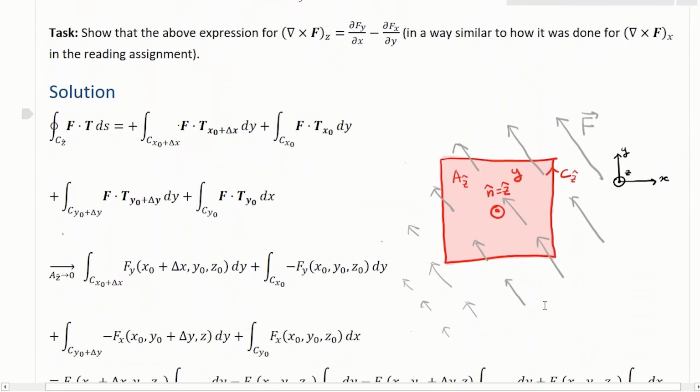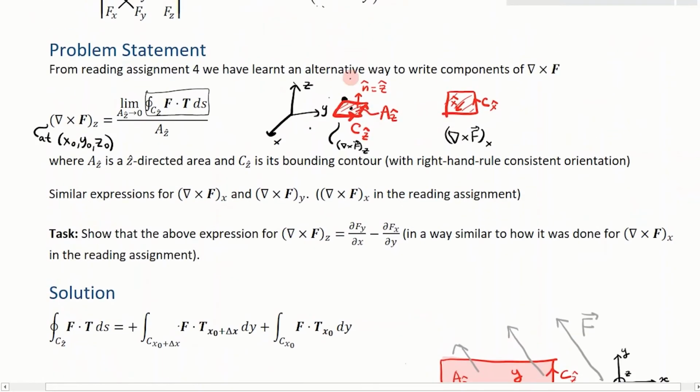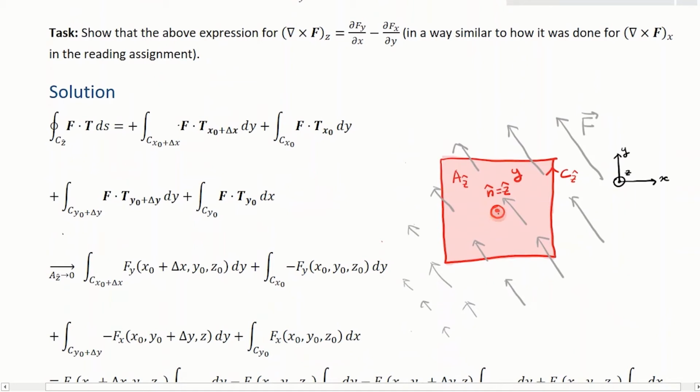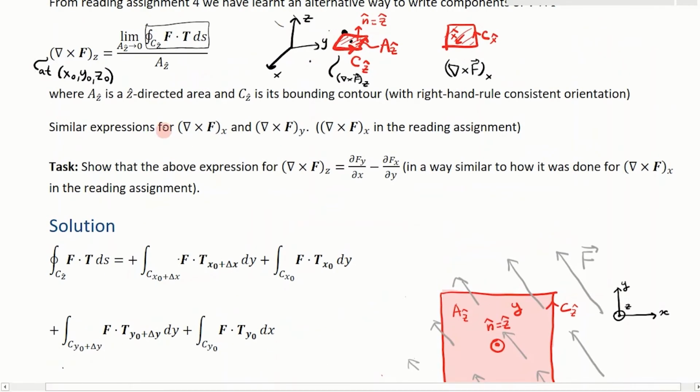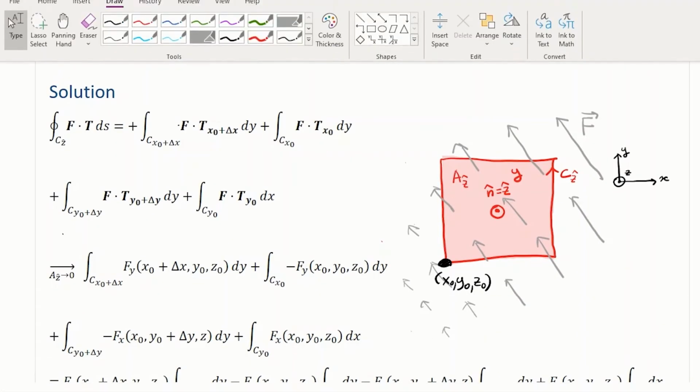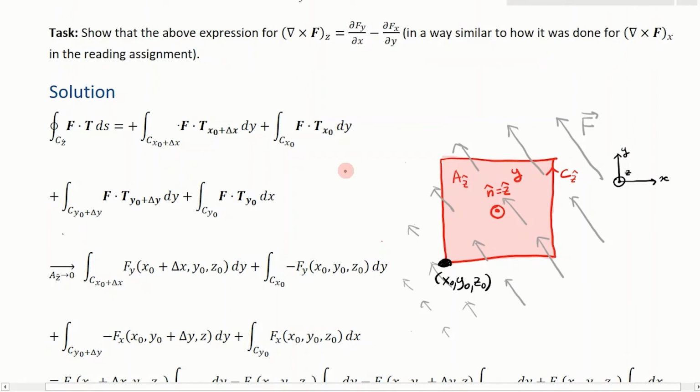So here I'm showing you a top view of this situation. You see the z-axis would point out of the page. I made the x-axis go to the right and y-axis go up. And the point of interest is right here. Now let's understand what's happening to the integral. This integral is made up of 4 parts, one corresponding to each segment of the contour.